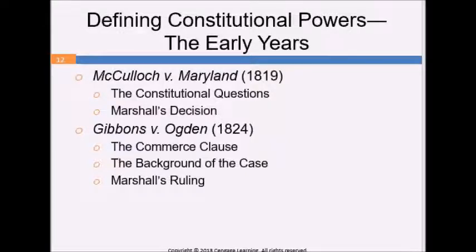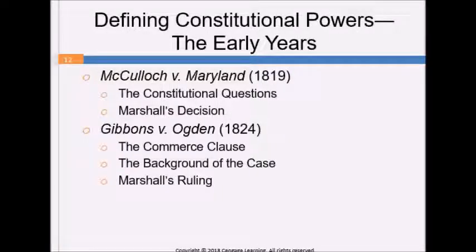In the case of Gibbons v. Ogden, Chief Justice Marshall ruled that the power to regulate interstate commerce in Article 1, Section 8 was an exclusive national power and one that could be employed in a vigorous fashion to regulate areas that had been considered the domain of the states. The background of Gibbons v.